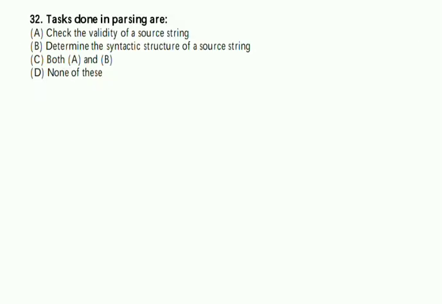Next. Task done in parsing are: check the validity of a source string, determine the syntactic structure of a source string, both A and B, none of these. Parsing or syntactic analysis is the process of analyzing a string of symbols, either in natural or computer languages, conforming to the rules of a formal grammar. So option C is the correct one.